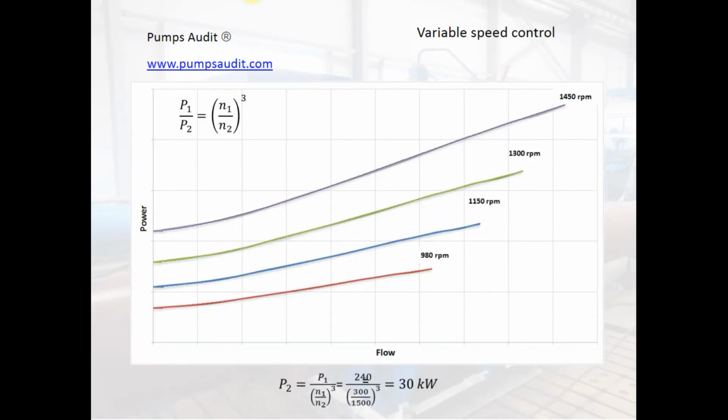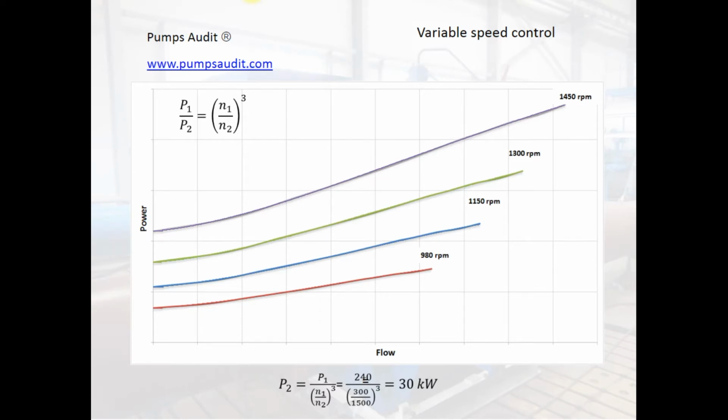On this slide, the power curves for different speeds are presented. The power depends on the speed in third degree. If we reduce the speed by half, the shaft power will be reduced by 8 times. Look at the example. We have shaft power 240 kilowatts at a speed 3000 rpm. If we reduce speed by half up to 1500 rpm, the shaft power is reduced to 30 kilowatts. That is why the speed control of a pump is a very effective method of reduction of the pump shaft power.